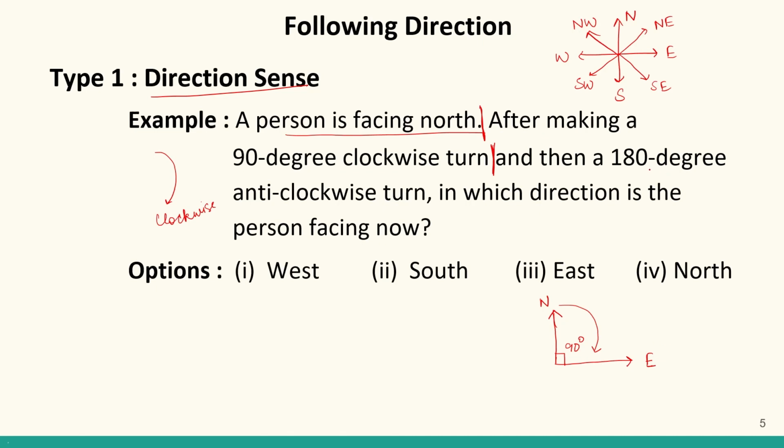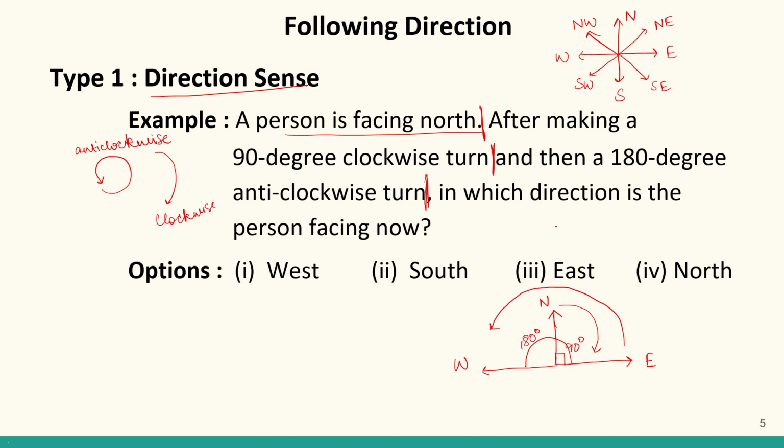Then he took a 180-degree anti-clockwise turn, right? Again, anti-clockwise will be this direction. So if I am going opposite of clock, I'll go in this direction. This will be anti-clockwise. So if I'm going now in the opposite direction, and I'm taking a 180-degree turn, I'll be facing west. This is 180 degrees.